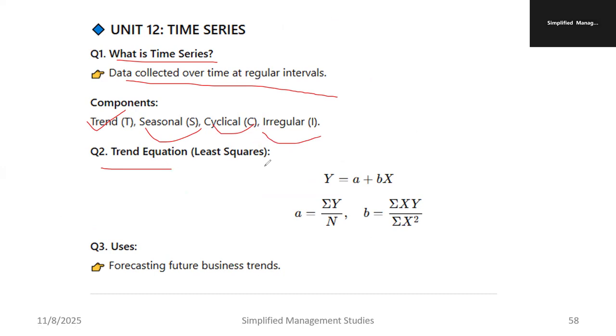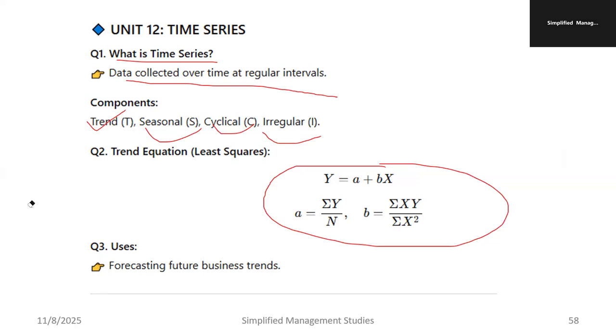So trend equation, you can study this trend equation. For example, y is equal to a plus bx. a is equal to sigma y by n. b is equal to sigma xy by sigma x square. So you'll be getting so many questions based upon these assumptions. What are the uses of time series? Forecasting the true business trend. You can predict the trend. That is a major specialty of time series analysis.